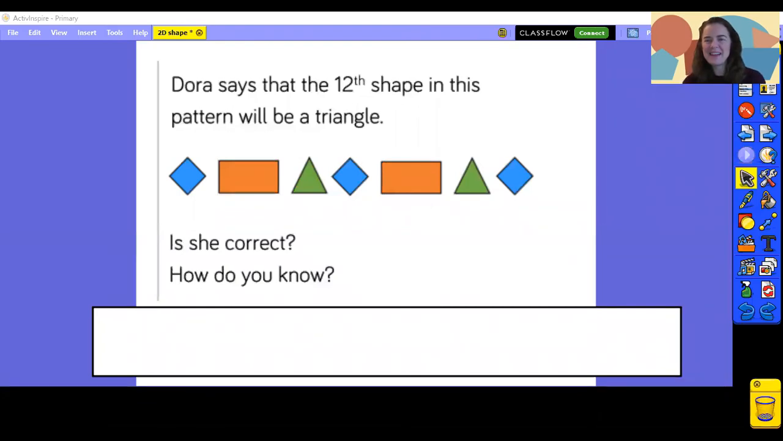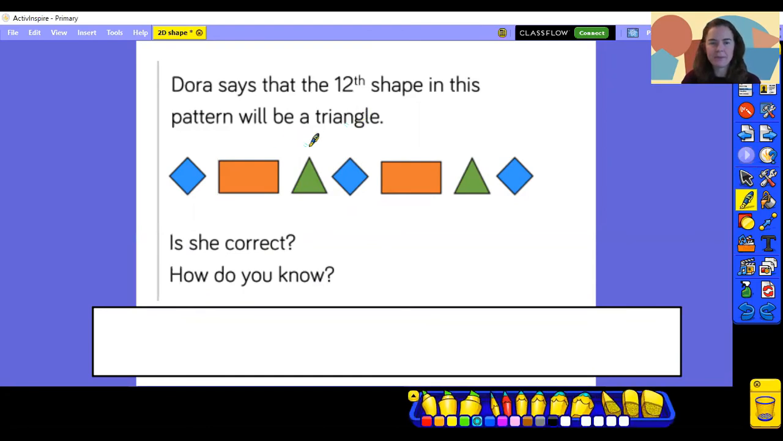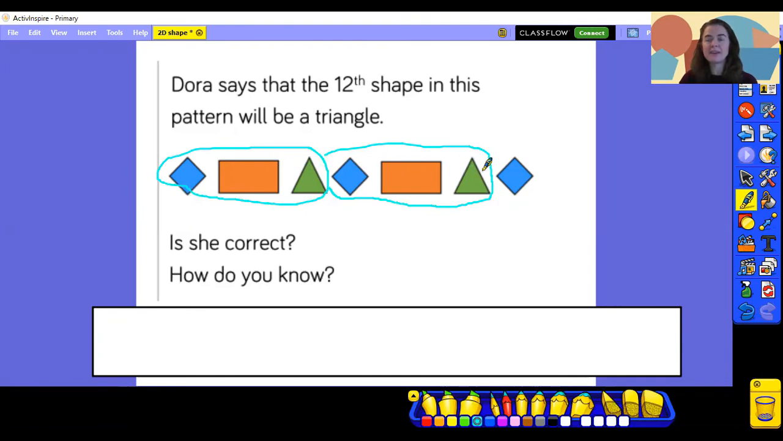Welcome back. Okay, let's have a look at this problem together. Dora says that the 12th shape in this pattern will be a triangle. Is she correct? How do you know? Well, let's have a look at our repeat of our pattern. So we've got 3 shapes which repeat. So what would come next here? Yes, it would be our orange rectangle. And what would come after the orange rectangle? Yes, the green triangle. Well done.